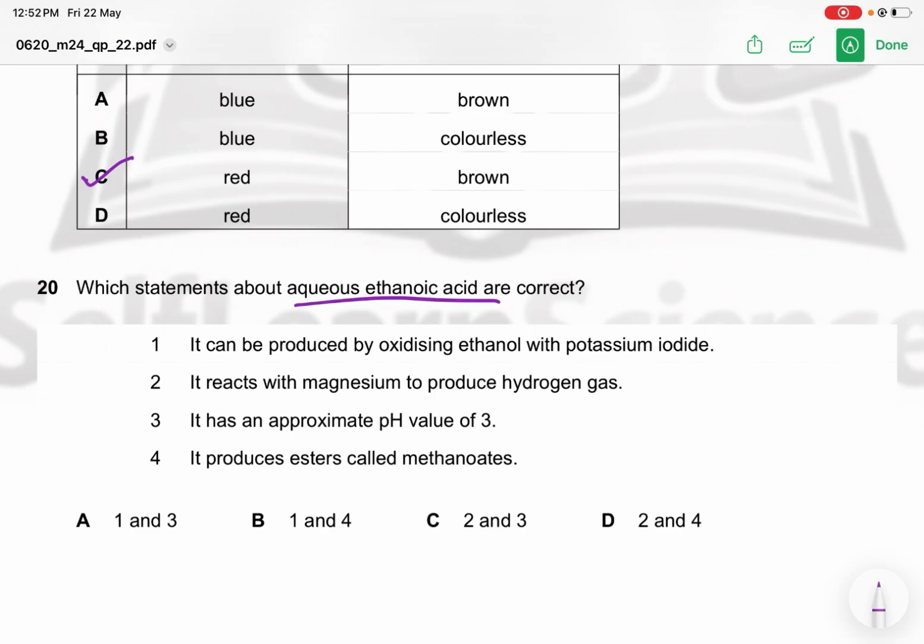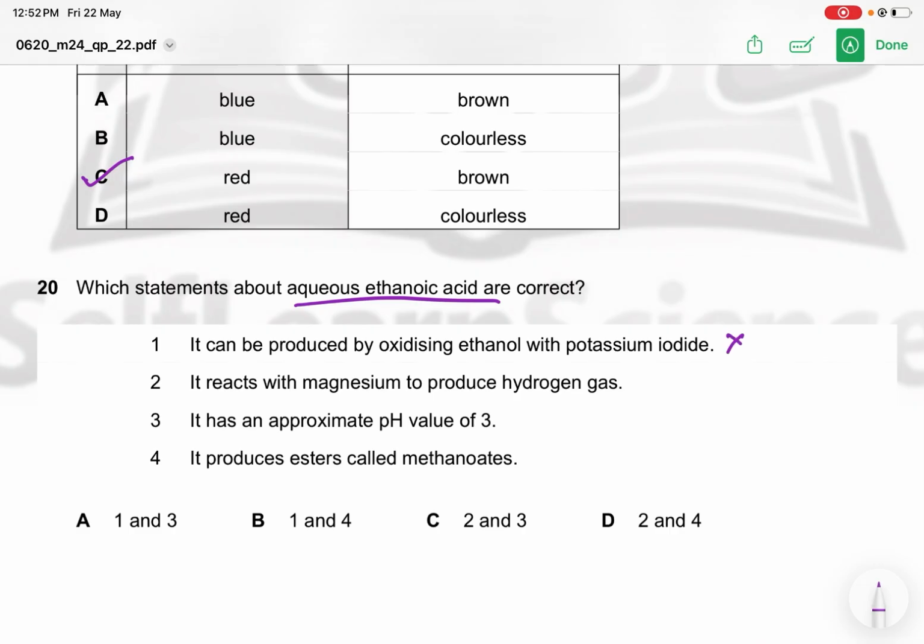It can be produced by oxidizing ethanol with potassium iodide. So ethanoic acid is a carboxylic acid. It is true that when ethanols are oxidized, they form carboxylic acids, but we do not use potassium iodide. We use an oxidizing agent. Potassium iodide is a reducing agent, so that is wrong.